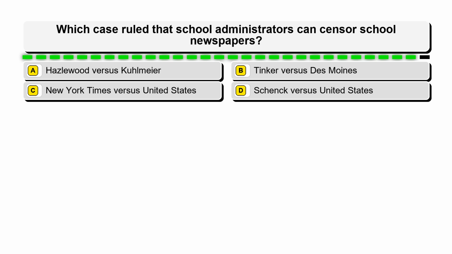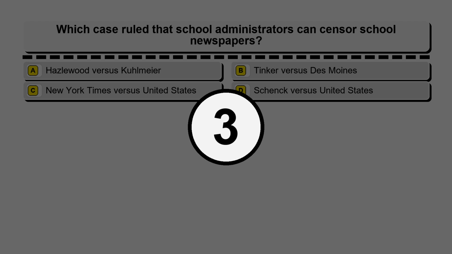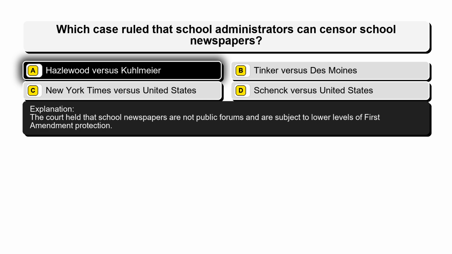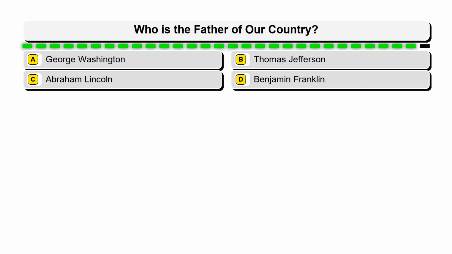Question 151. Which case ruled that school administrators can censor school newspapers? Option A, Hazelwood vs. Kohlmeyer. Option B, Tinker vs. Des Moines. Option C, New York Times vs. United States. Option D, Schenck vs. United States. The correct answer is option A, Hazelwood vs. Kohlmeyer. The court held that school newspapers are not public forums and are subject to lower levels of First Amendment protection.